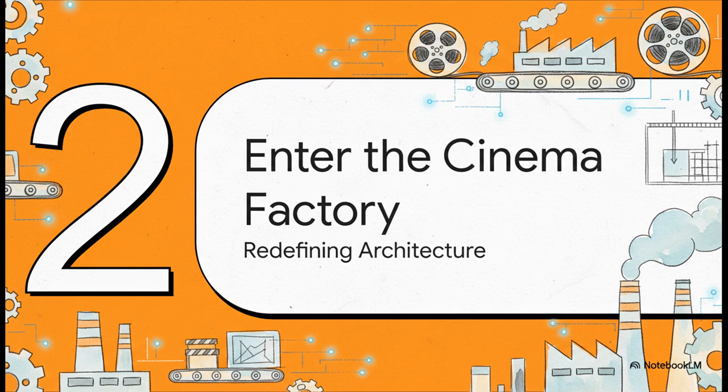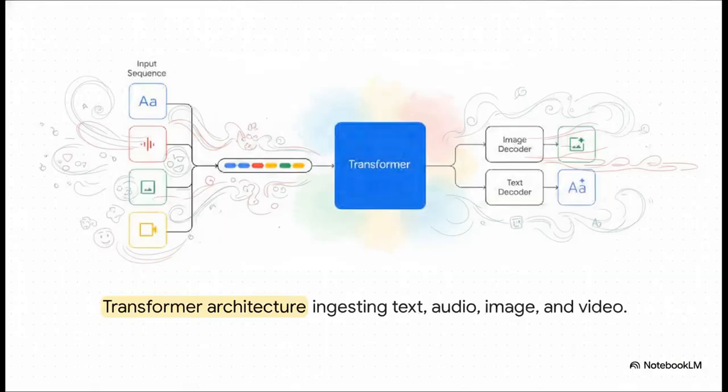Section 2. Enter the cinema factory. Let's look at the under-the-hood mechanics redefining this architecture. And this brilliantly illustrates exactly how that cinema factory metaphor becomes a reality. Notice the input sequence here. Text, audio, image, and video are all feeding directly into a single transformer block simultaneously.